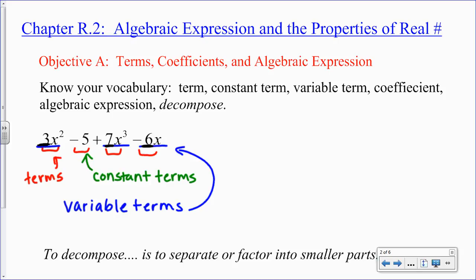And this is, no, there's not any. Okay. An algebraic expression is this whole thing. So what's the difference between an algebraic expression and an algebraic equation? Yeah, equations have equal signs. So equations we solve, algebraic expressions we simplify.